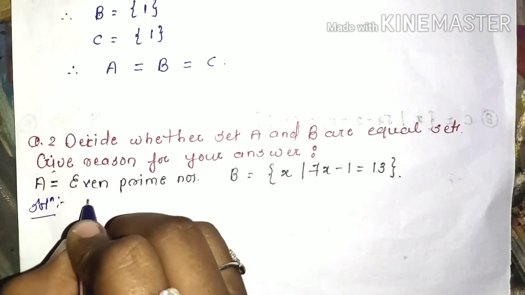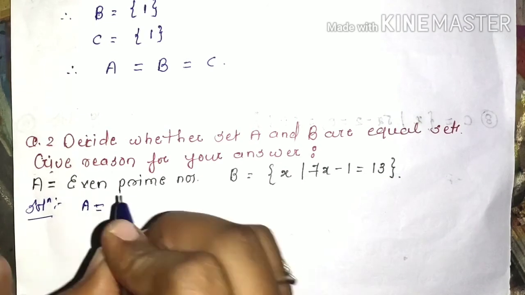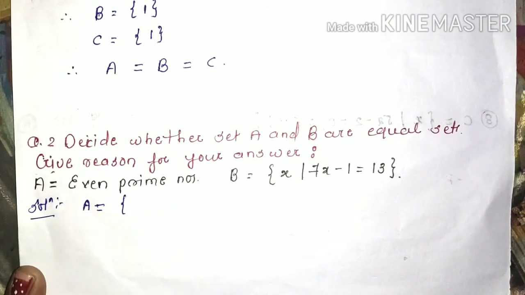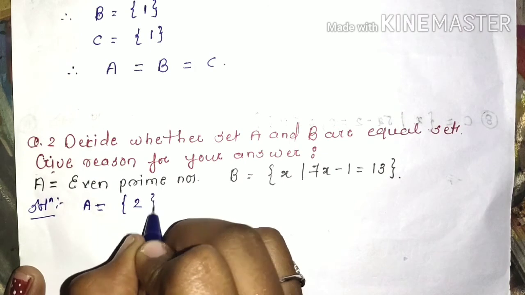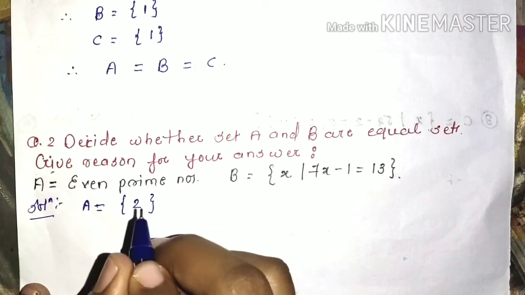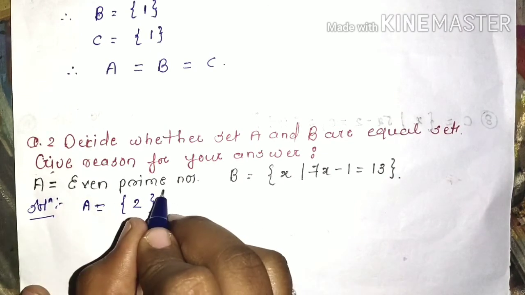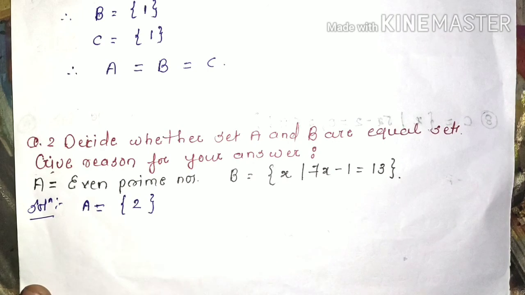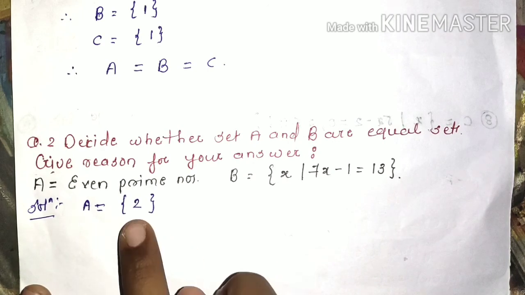Solution. A equals even prime numbers. So even prime numbers we have only 2. This concept we already learnt in the 7th standard. What is the even prime number? There is only one even prime number, it is 2.